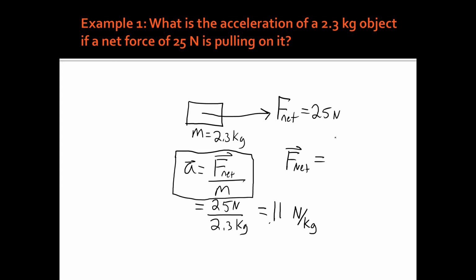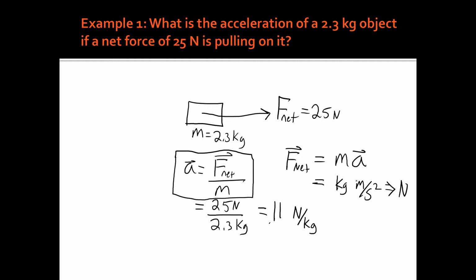So F net is equal to mass times acceleration. This is usually how it's written. And in this form, we find that the units for force end up being kilogram meters per second squared, which we conveniently call the Newton. This is the Newton force.